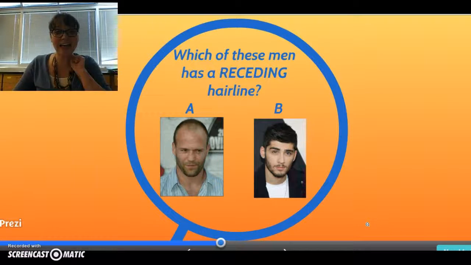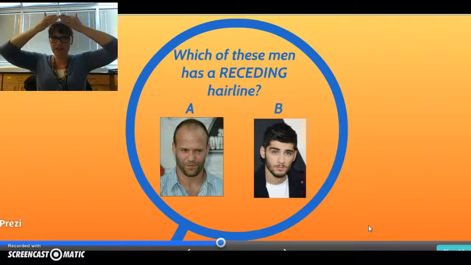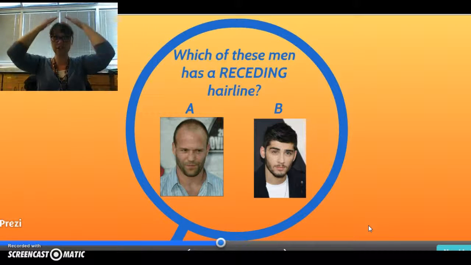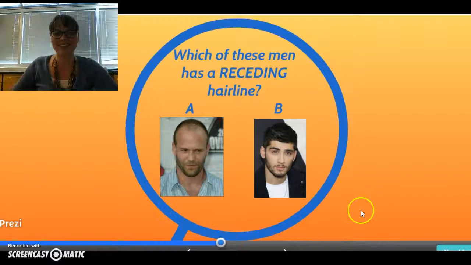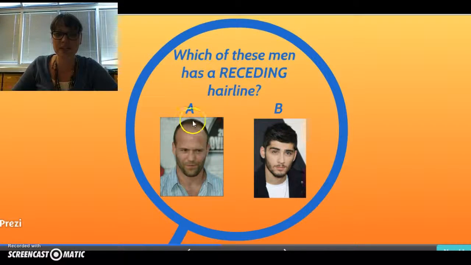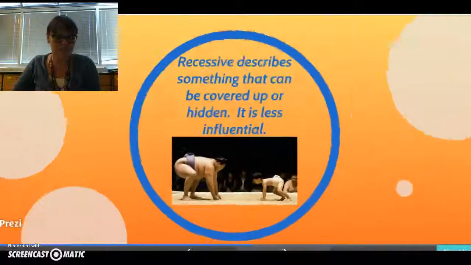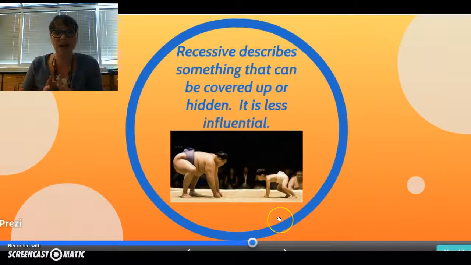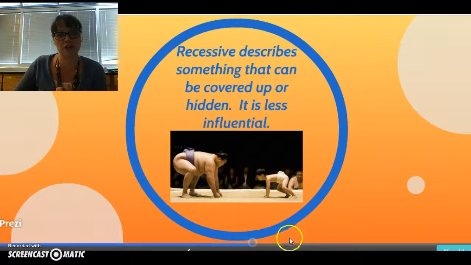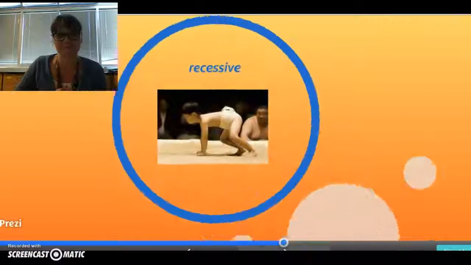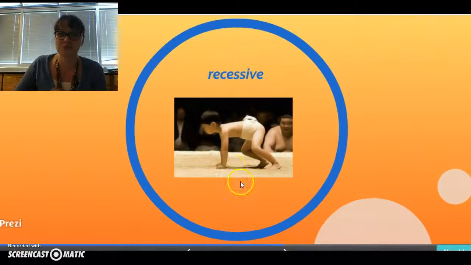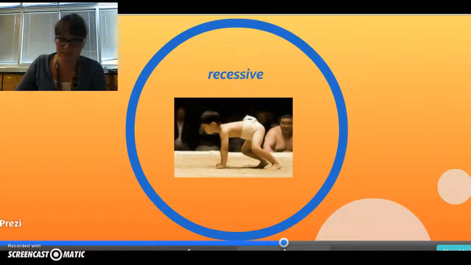If you said A, you are correct. So someone who has a receding hairline, that means their hairline is moving backwards. It's starting to disappear. Their hair is starting to recede. So that sounds like the word recessive. Recessive describes something that can be covered up or hidden. It is less influential. So this would be the recessive wrestler.